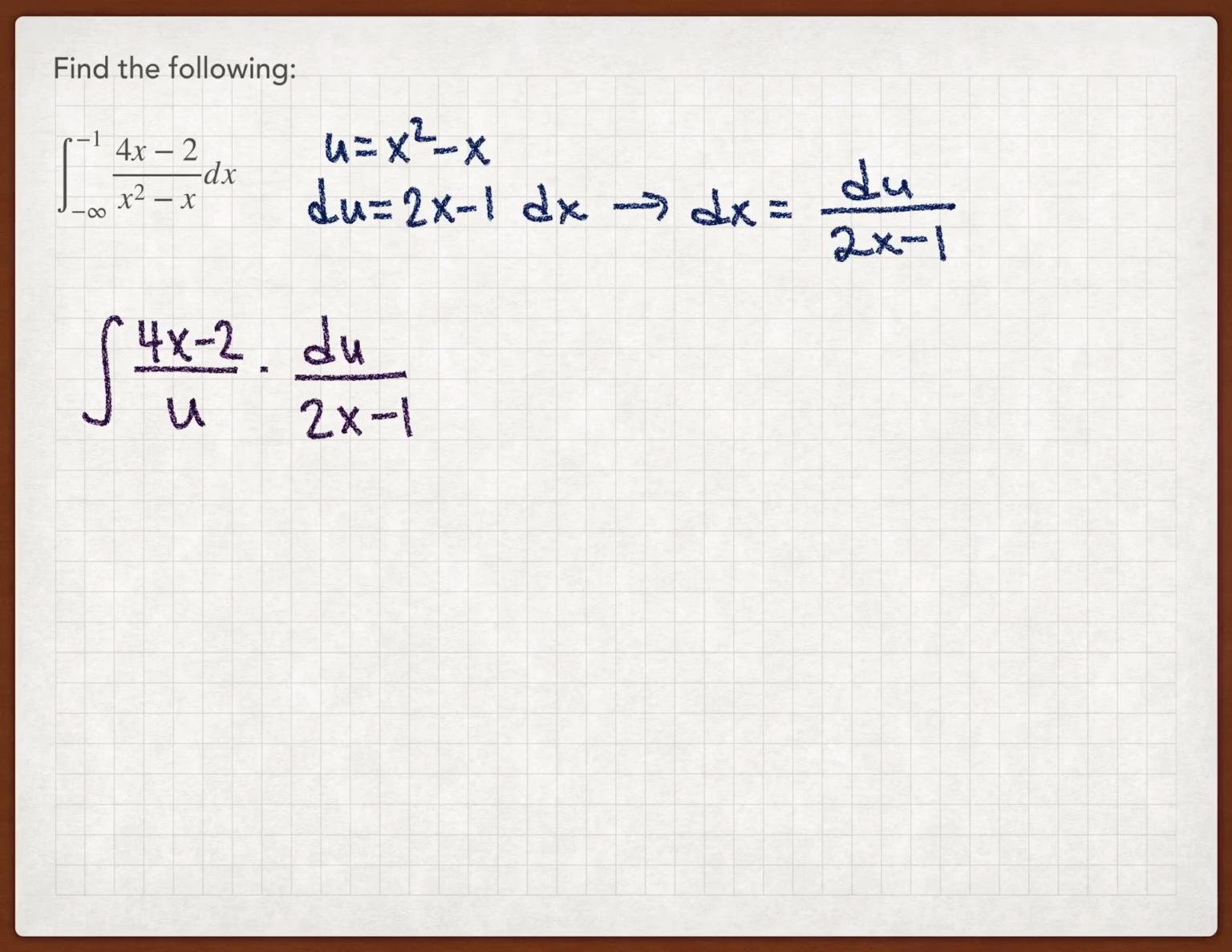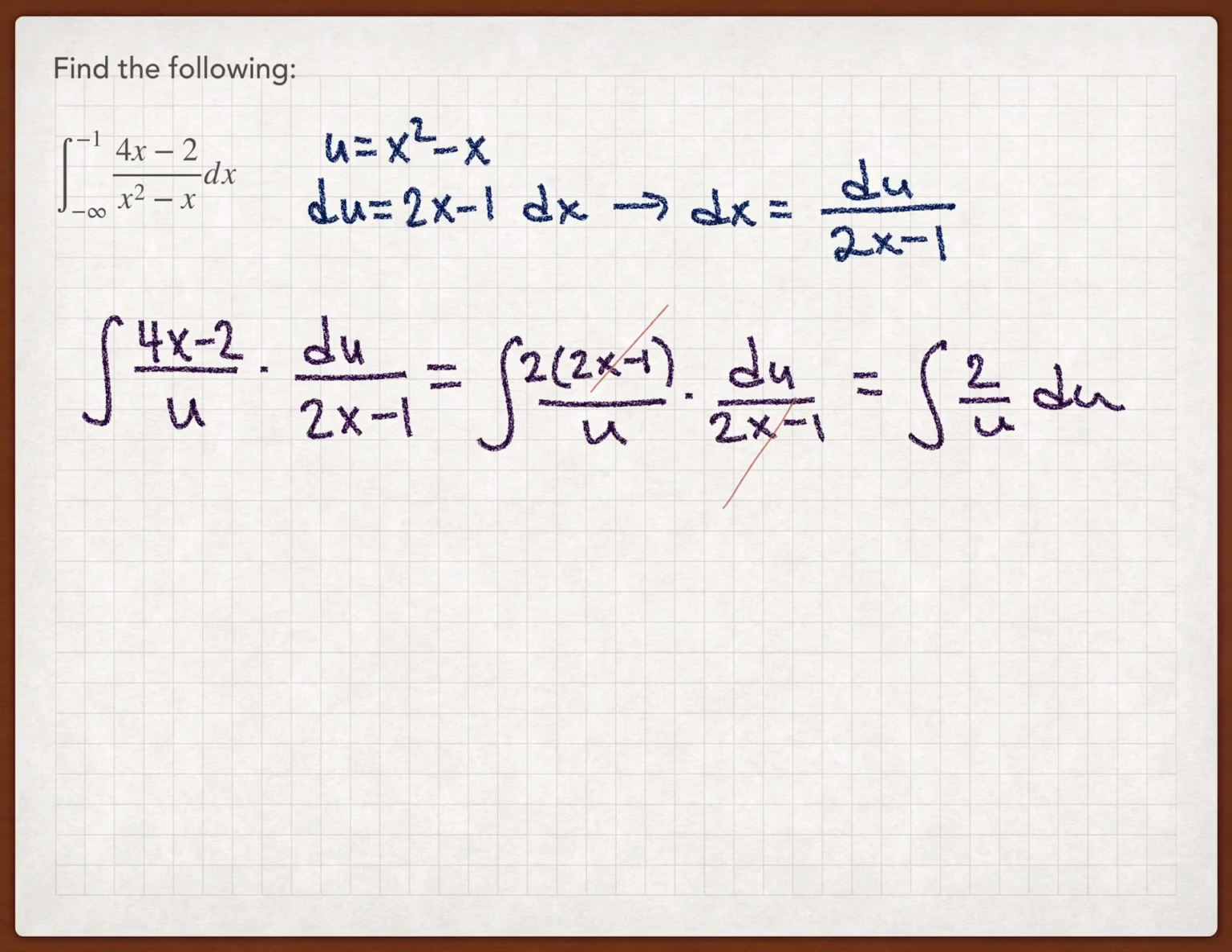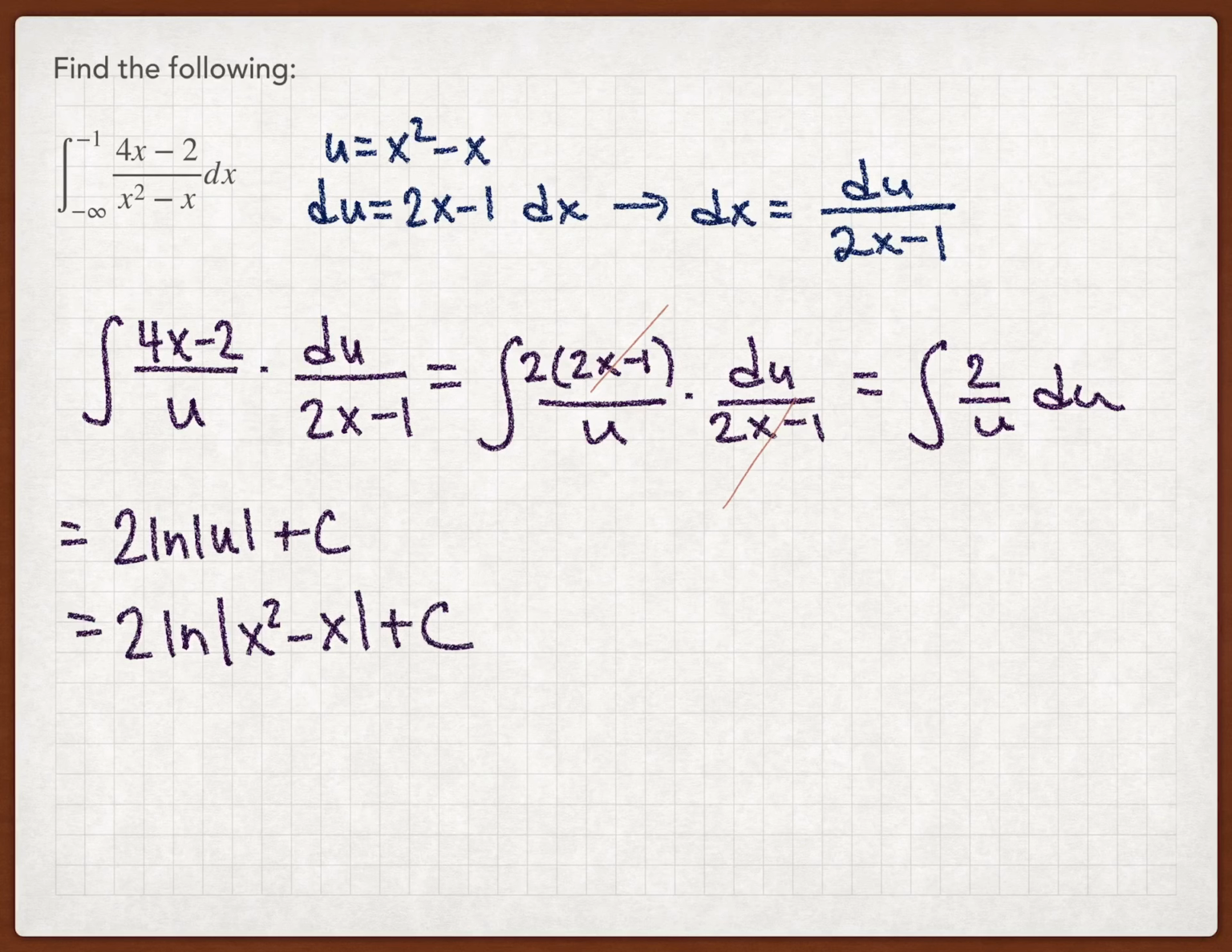over 2x minus 1. We really want to be able to cancel out the x's, and if we factor a 2 out of the numerator, now we have a common factor of 2x minus 1. I can cancel those out, and I'm left with 2 over u du. The antiderivative of 2 over u is 2 natural log of u plus c, or if we write it in terms of x, 2 natural log of x squared minus x plus c.